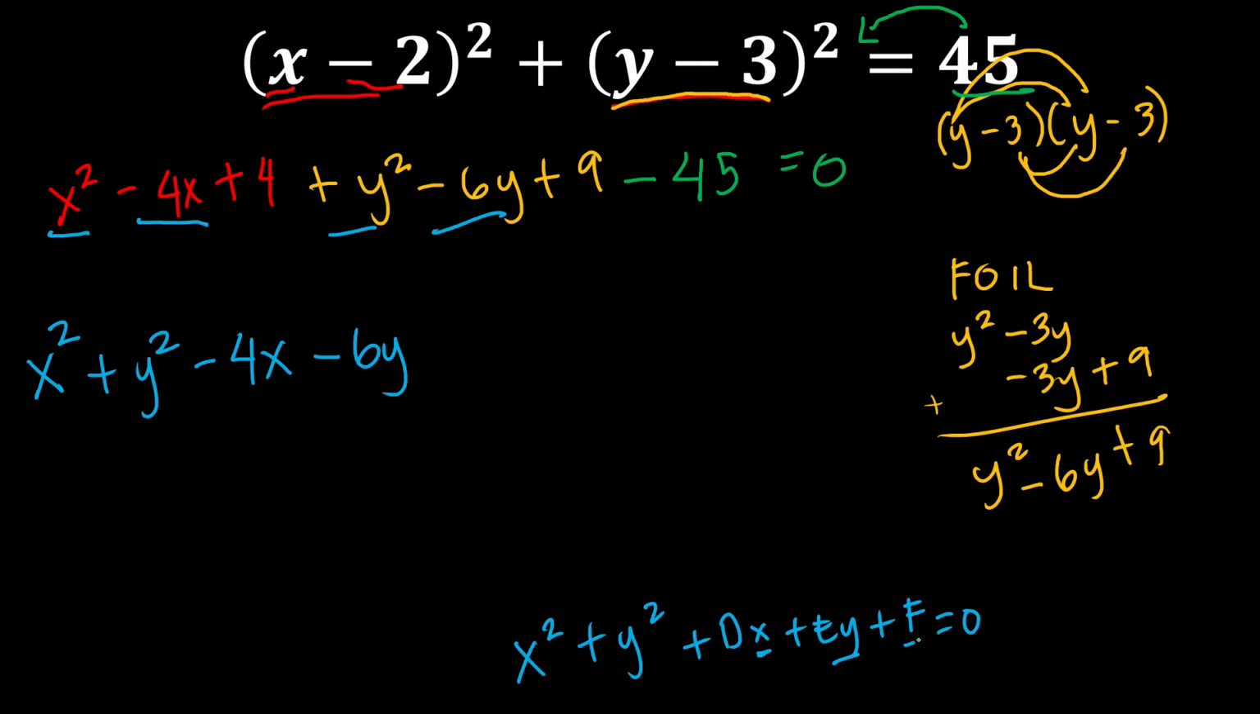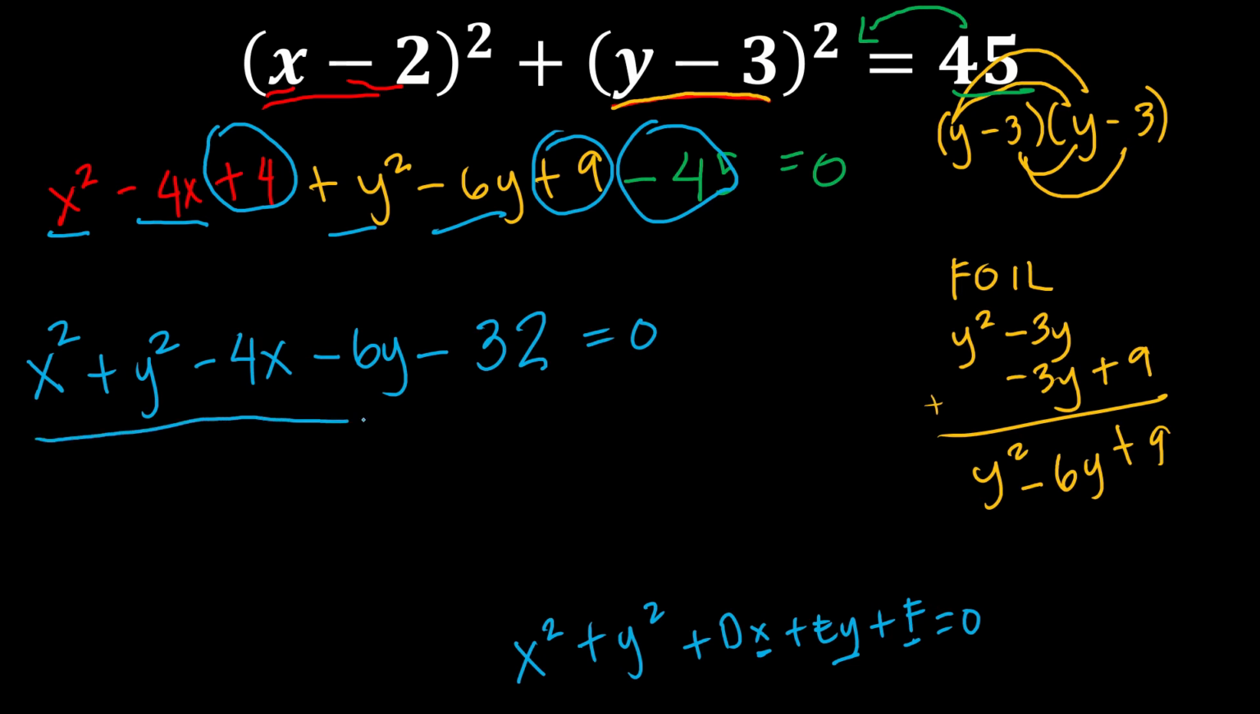Then, f, or yung constant, ay meron tayong tatlo. So, we have positive 4, positive 9, then negative 45. So, we need first to simplify. So, 4 plus 9 will give you 13, minus 45 will give you negative 32, that equals 0. So that is our general form of the equation of the circle. So this is our final answer.